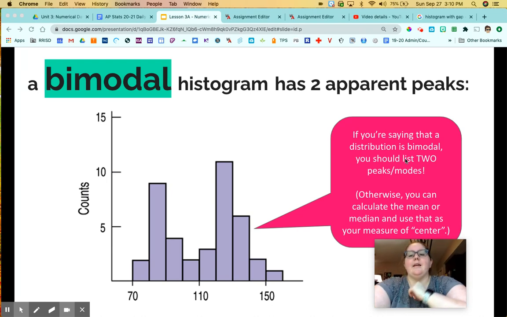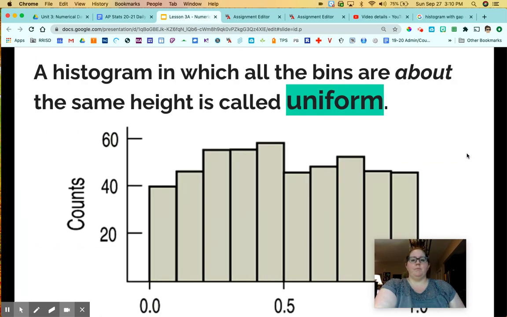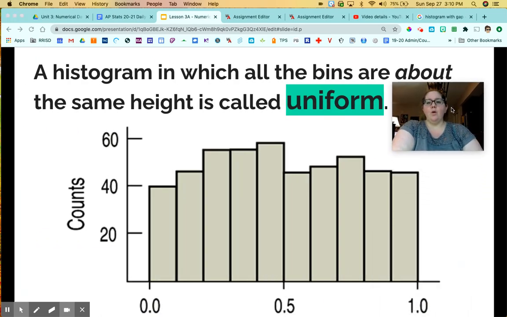Otherwise, and we'll talk about this in later sections, another thing you can list for center would be the mean or the median. But from a histogram, it's really hard to calculate the mean and the median. So that's why we usually stick with peaks and modes as our measure of center. Let's move on. If a histogram has no obvious peaks or modes, if all of the bars are roughly the same height, we call that uniform. If there are no obvious peaks or modes where a bar is way taller than the ones around it, if all of the bars or bins are about the same height, we call that uniform. So that's center, right?